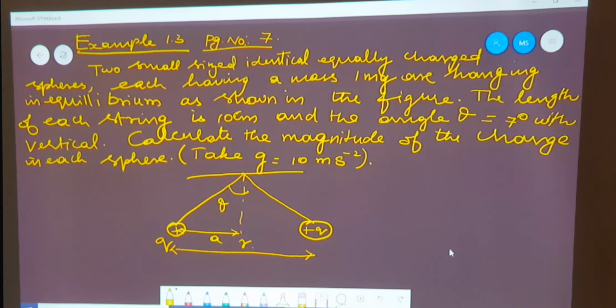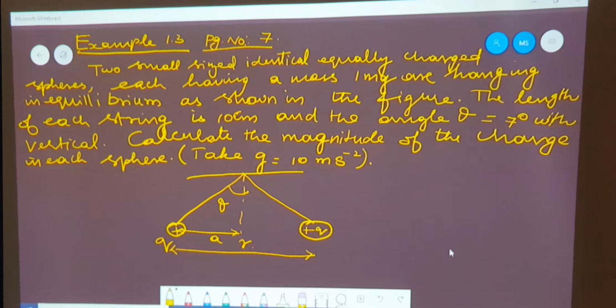So welcome students. Today we are going on with the next problem. The problem is example number 1.3. It is available in your book at page number 7. Come on, go through the problem.